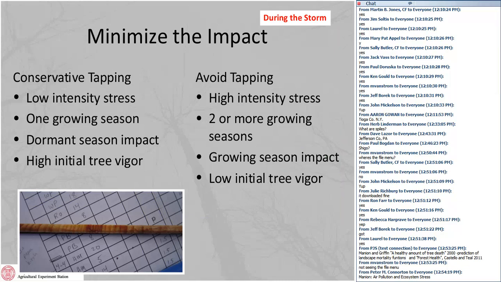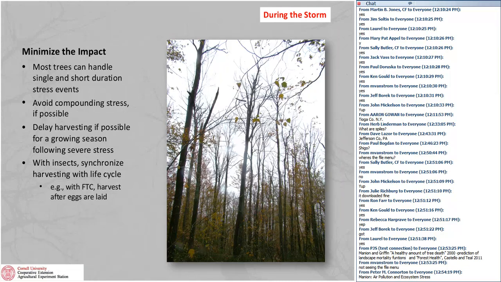If we want to minimize the impact, I mentioned this, we want to reduce the number of stress events so that we can reduce the likelihood of interaction of those stresses. As an example, you may want to delay harvesting for a period of time, maybe a full growing season, if you had very severe stress. Thinning in and of itself can have some thinning shock on trees. We've seen this in sugar bushes where we've done very conservative thinning from below, and tree growth rates and sugar concentrations decline for the first couple of years.